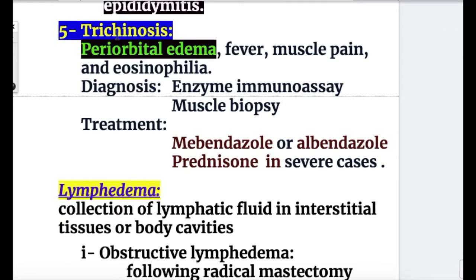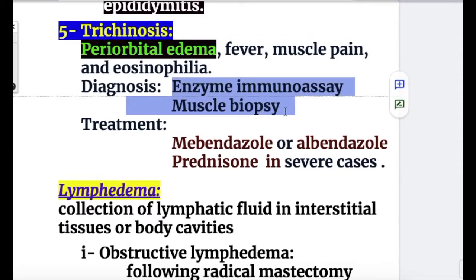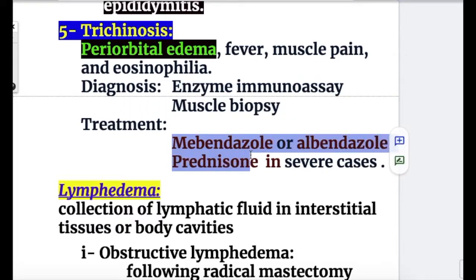The edema in trichinosis: there is periorbital edema with fever, muscle pain, and eosinophilia. So periorbital edema with fever, muscle pain, and eosinophilia. Diagnosis is with enzyme immunoassay and muscle biopsy. Treatment of trichinosis is mebendazole or albendazole, and in severe cases prednisone.